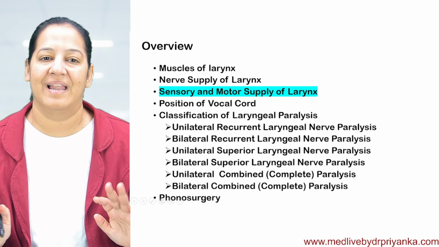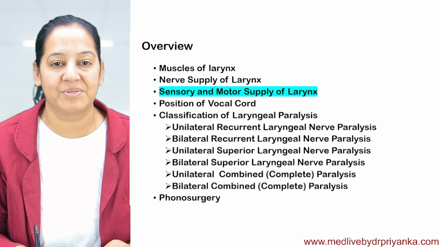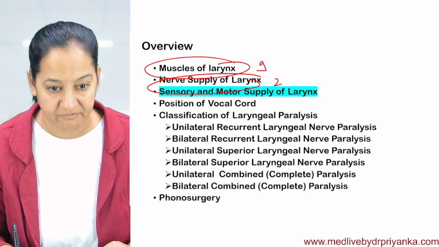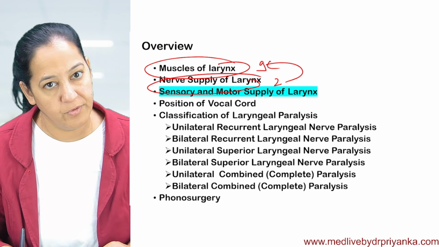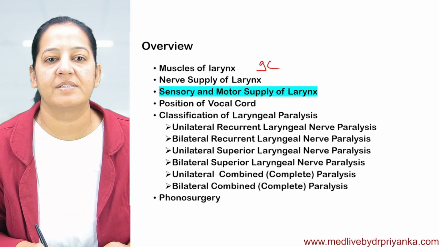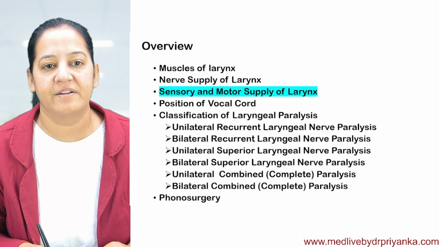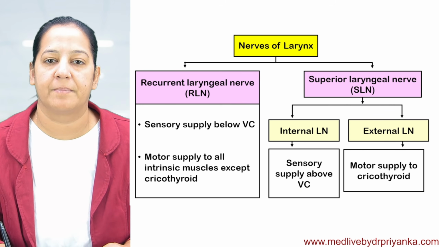So the nerve supply of the larynx is done. We have understood the muscles of the larynx. I taught you the 9 muscles and the 2 nerves. Which nerve is supplying which muscle, you know. Now let's quickly revise the sensory and motor supply of the larynx, and then start laryngeal paralysis.